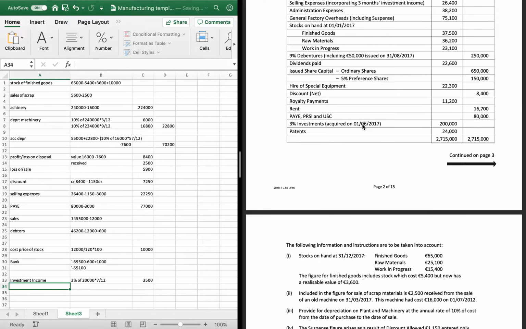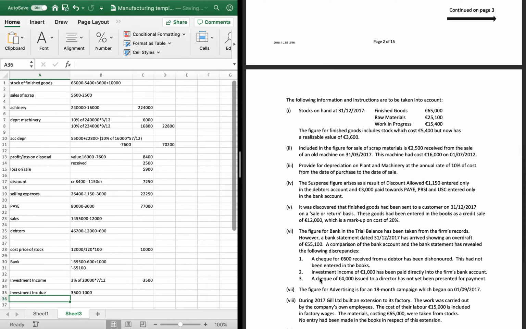So the investment income is going to be 3.5, and the investment income due is going to be 3.5 minus that 1,000 that we've received. Now there might be more to that later, so we'll just leave that blank. So that's the double entry there. Goes into the bank, comes out of investment income due.